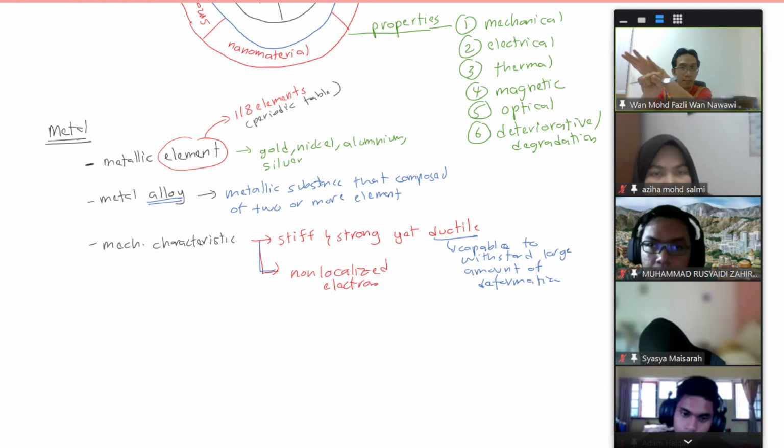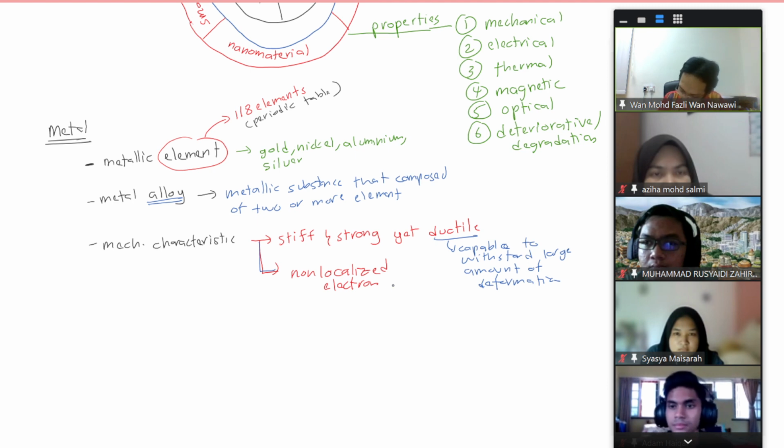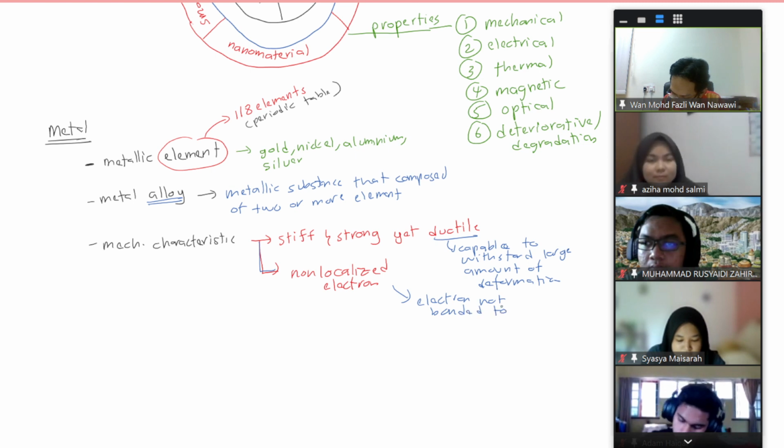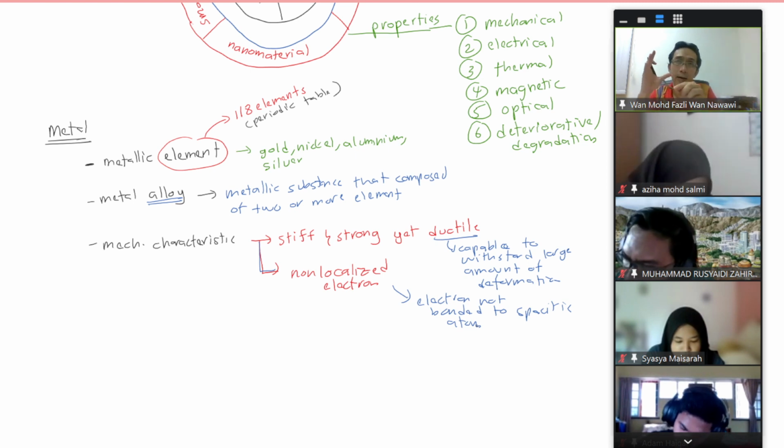Because the electrons can move along, metal becomes conductive. What does electricity mean? It is the movement of electrons. If the electrons are bound, there is no electricity. But here you have non-localized electrons, meaning the electrons are not bound to a specific atom, so they move freely, making the metal conductive. That's why you can conduct electricity using metal.